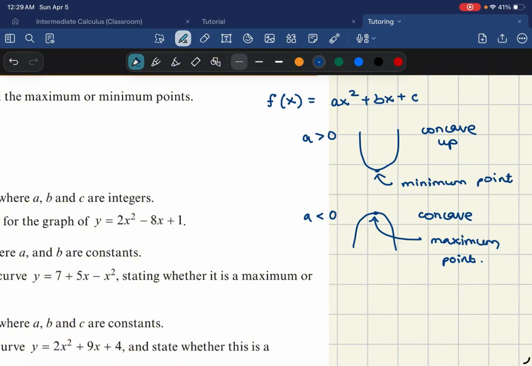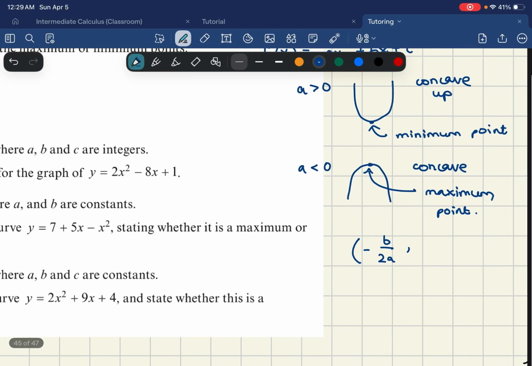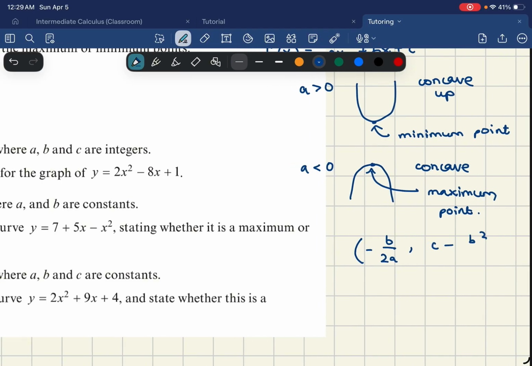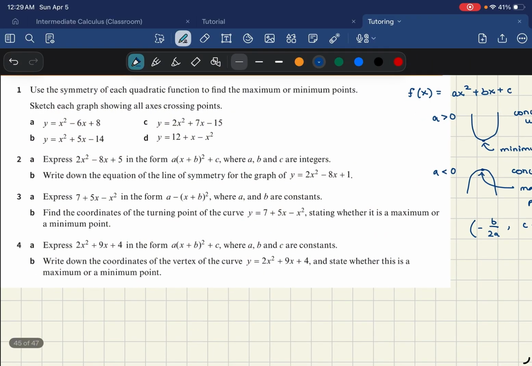Whether it's the minimum point or the maximum point, your turning point is also known as the vertex, and the x-coordinate of your vertex is minus b over 2a. So the coordinates of your vertex are minus b over 2a, comma, c minus b squared over 4a. We have seen how we came to this conclusion in the previous video. In this video, we're also going to look at how you can use another method to get the coordinates of the vertex if you don't want to use the formula directly. But for part A, we're just going to use the formula.